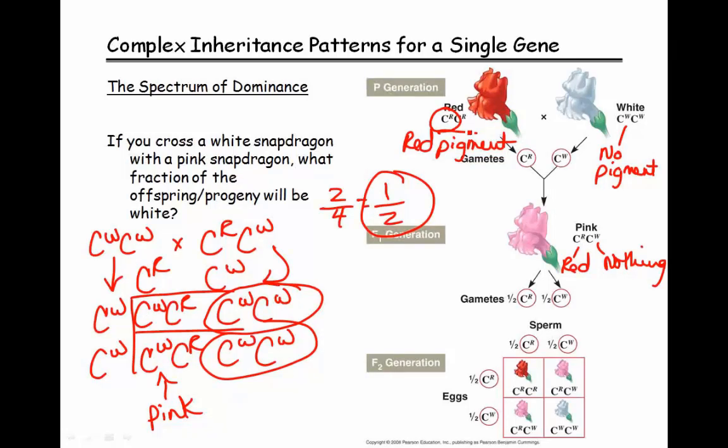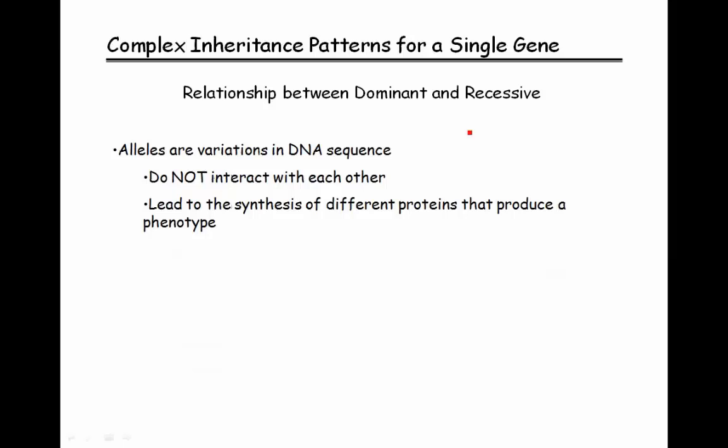So we do just want to keep in mind that the alleles tell the cell how to make something very specific, and whatever that product is, the protein, that is going to determine the overall appearance or look of the individual.